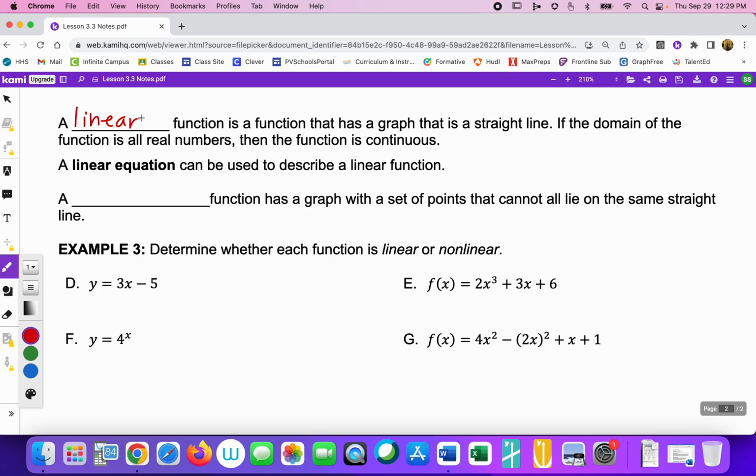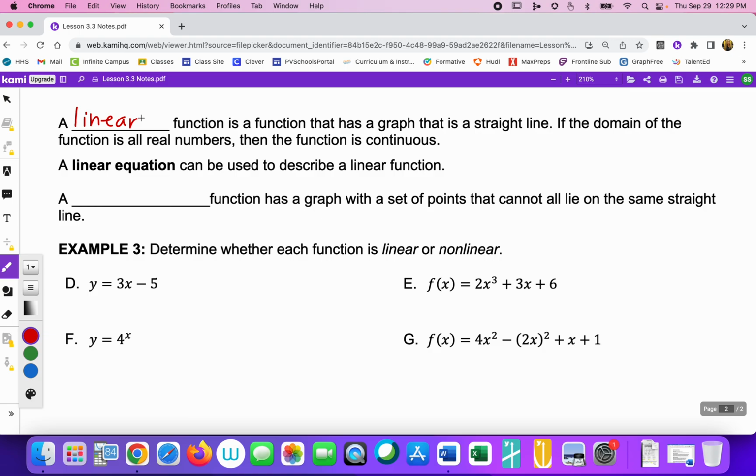If the domain of the function is all real numbers, the function would be continuous. So it can still be linear if it's a discrete graph, if the points are all in a straight line. So it doesn't necessarily have to be connected. A linear equation can be used to describe a linear function. Technically the same thing. An equation is like these. A linear function is technically the graph of it, but either way it's fine.